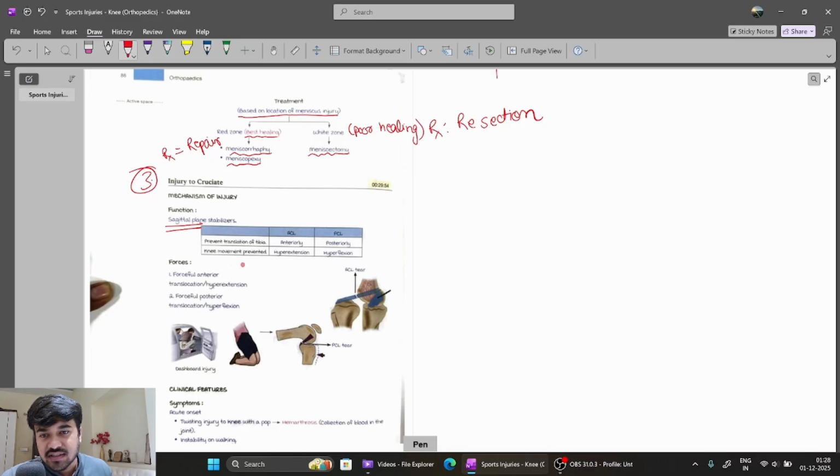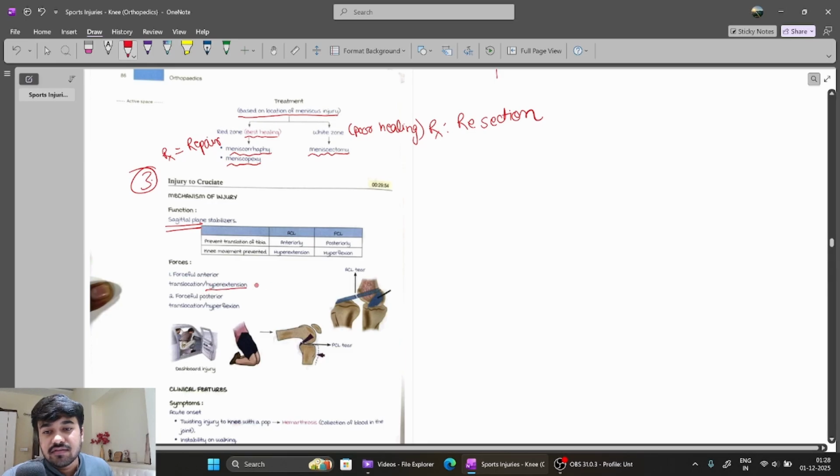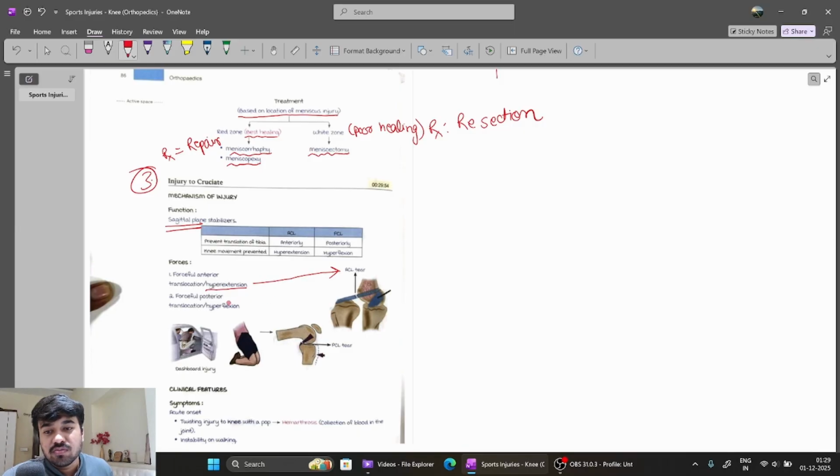So from the function itself, it's pretty clear what sort of force will cause the injury to cruciate ligament. If there is forceful anterior translocation or hyperextension of knee joint, that will lead to what? It will lead to ACL tear. If there is forced posterior translocation of tibia or there is hyperflexion of the knee joint, that would lead to a posterior cruciate ligament tear, PCL tear.